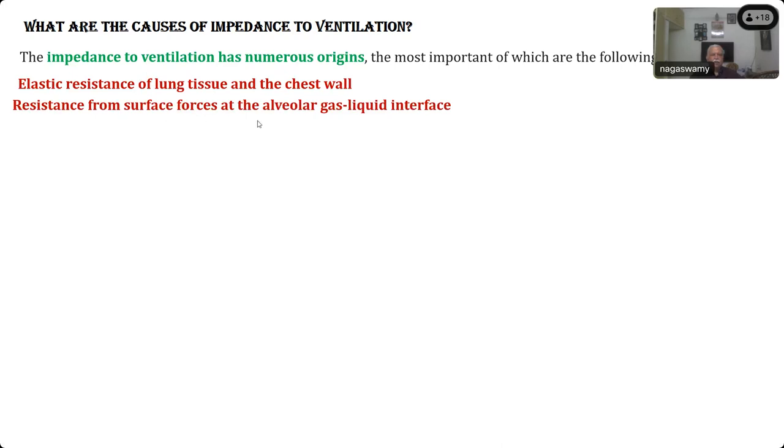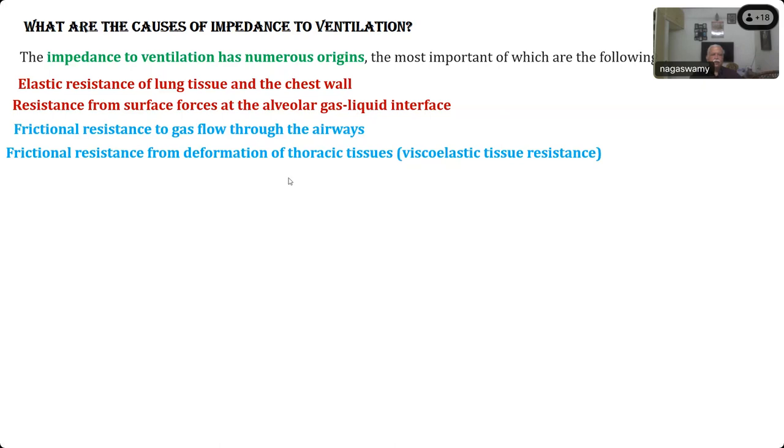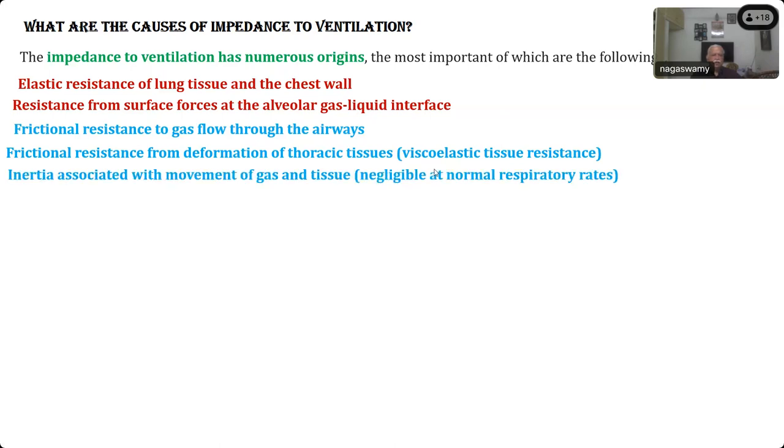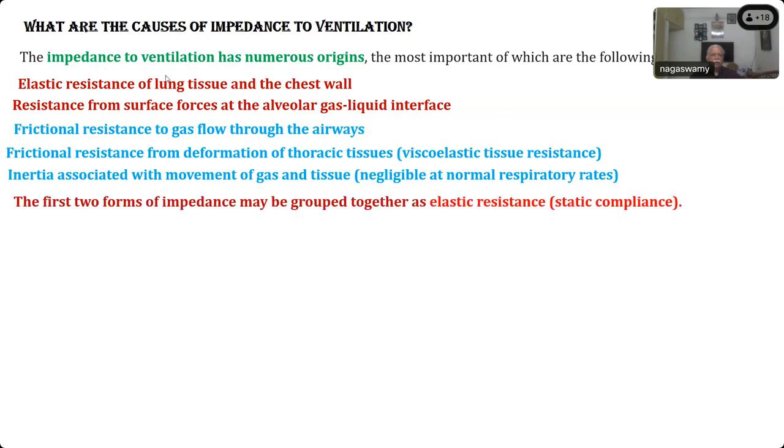Then there is resistance from surface forces at the alveolar gas-liquid interface, frictional resistance to gas flow through the airways, and frictional resistance from deformation of the thoracic tissues, that is viscoelastic tissue resistance. Inertia associated with movement of gas and tissues is negligible at normal respiration. So there are five factors which cause impedance. The first two, the elastic resistance of lung tissue and chest wall and the resistance from the surface forces of the alveolar gas interface, are termed elastic resistance or static compliance.